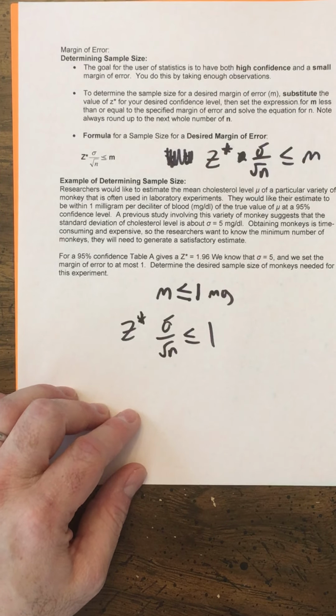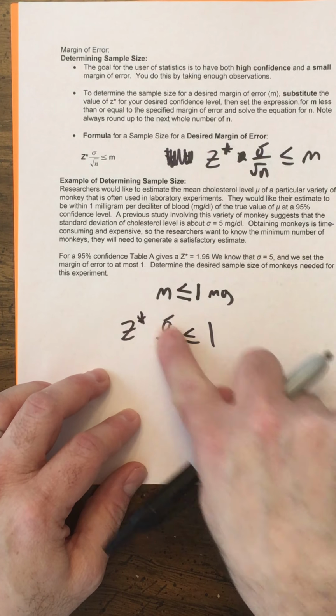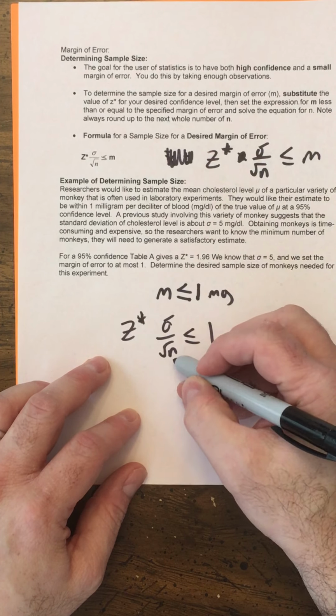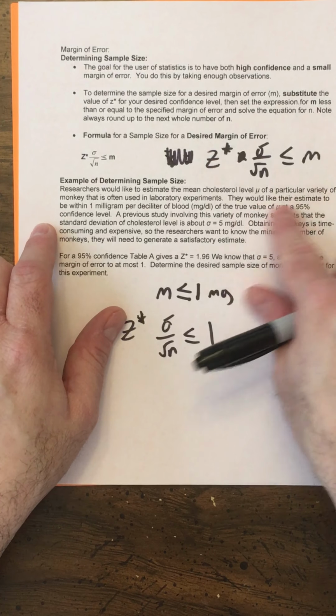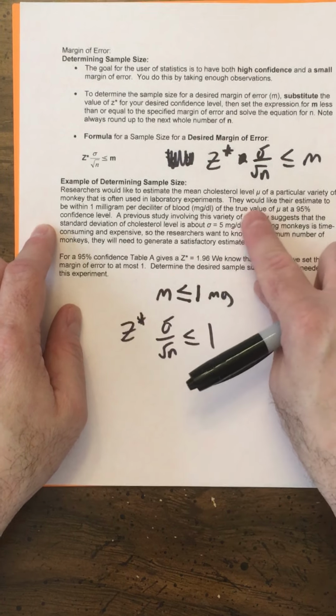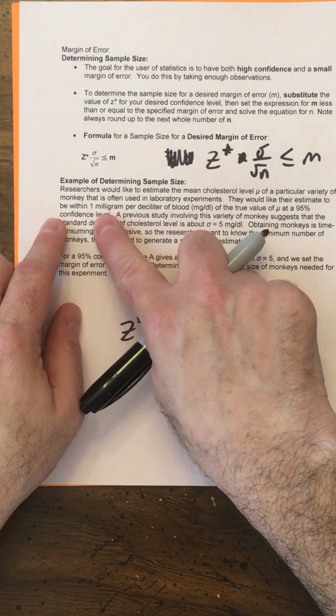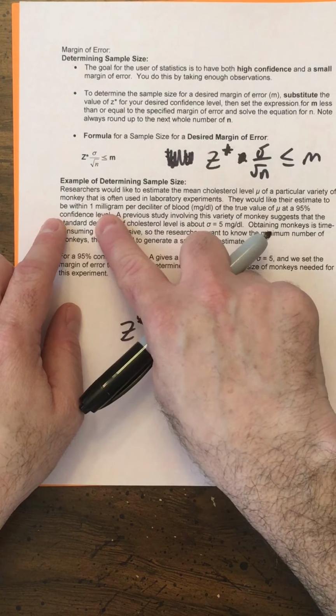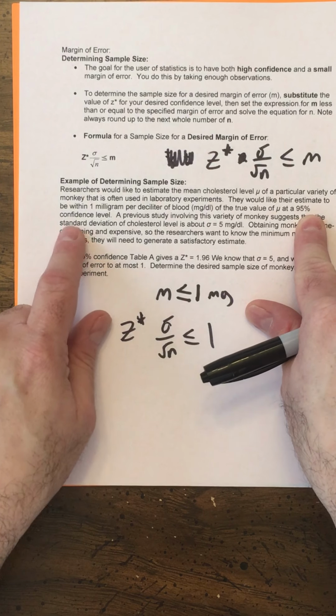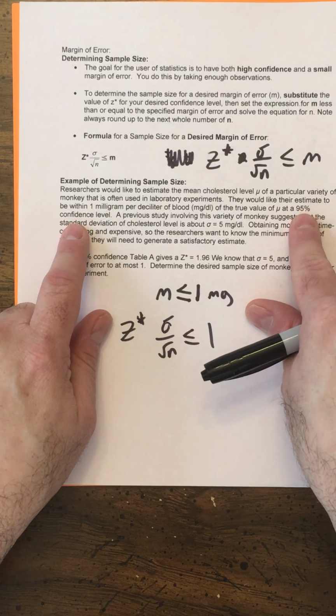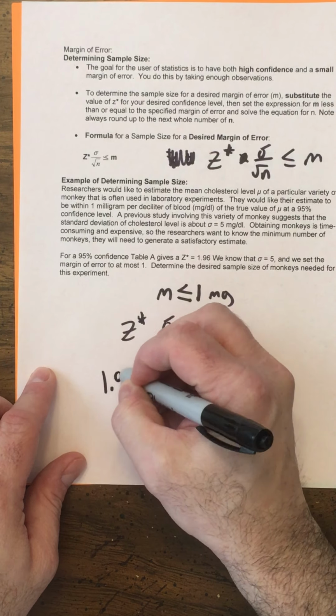Okay, so now the next thing is, there's other things that we should be able to know. The one thing we don't know is n. Let's take a look at more of the information that they're given, and let's see where to put it. They would like the estimate to be within 1 milligram. That's our margin of error. We want to do a 95% confidence level. Now, you could always look that up, but we know that a 95% confidence level is 1.96.